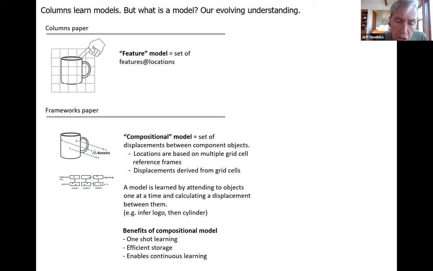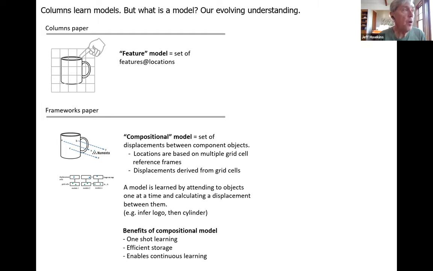In that paper, we suggested that the locations are based on multiple grid cell module reference frames. And we proposed how these displacements would be calculated, derived from grid cells. So in the little diagram on the left, we said there would be some number of grid cell modules, and for every grid cell module, there'd be a displacement cell module. And we showed how this would work. As you attend to an object, let's say the logo, and then you attend to another object, such as the cylinder of the cup, every time you attend to a new object, the displacement cells would calculate the displacement between them. So by inferring the logo and inferring the cylinder, you automatically calculate the displacement between those two. And the idea is as you go around the world and look at things one at a time, you're constantly calculating displacements between them. It's just a nonstop thing.